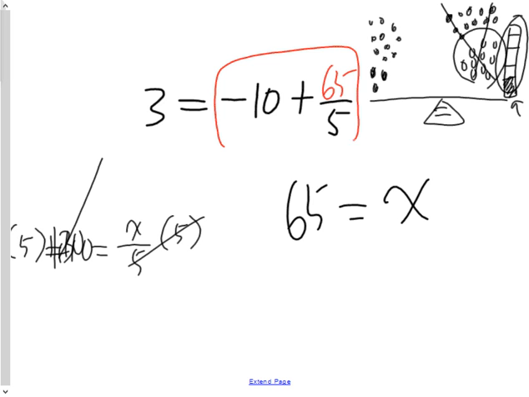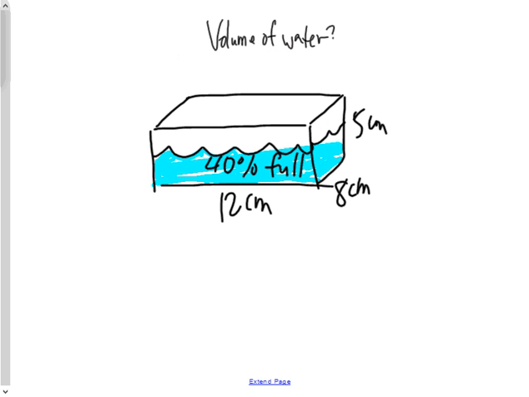So really what we have here is a BEDMAS question. Negative 10 plus 65 divided by 5. Well, 65 divided by 5 is 13, so negative 10 plus 13. 13 positives and 10 negatives would be 3 positives, so it does work that the value of x has to be 65. Your next question is, what is the volume of water in this rectangular prism?